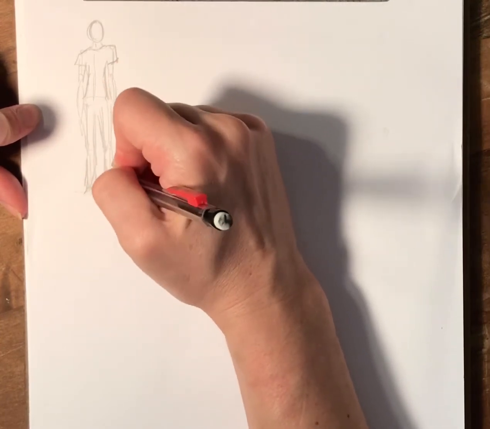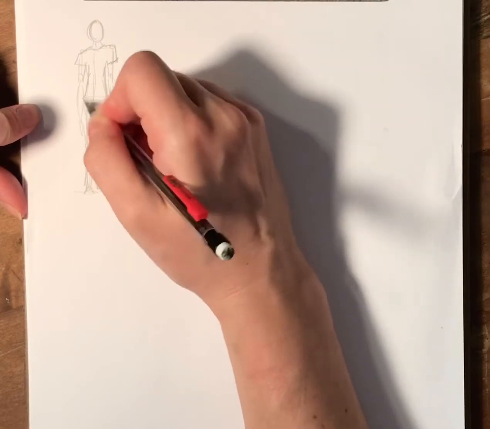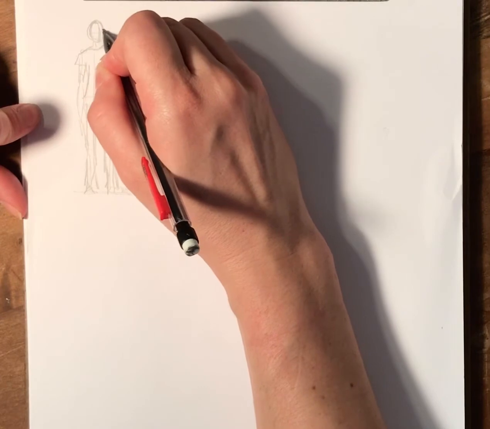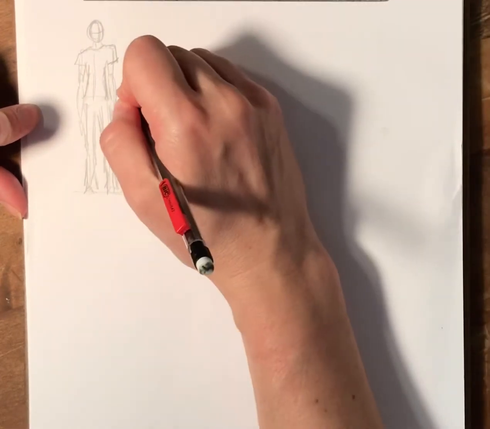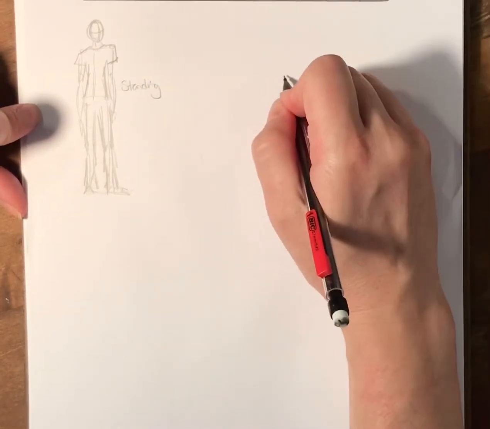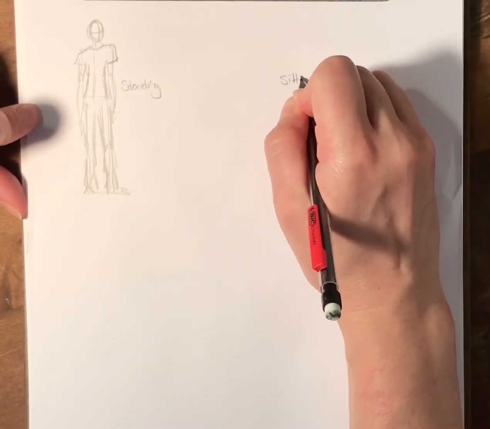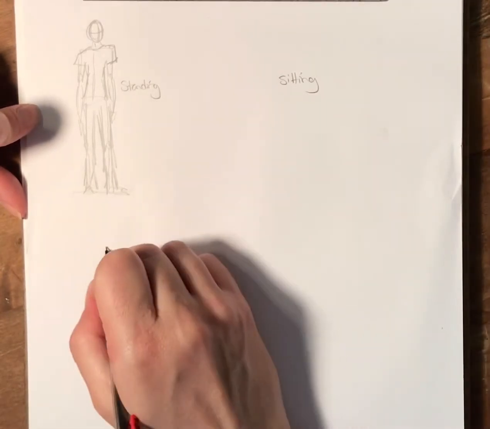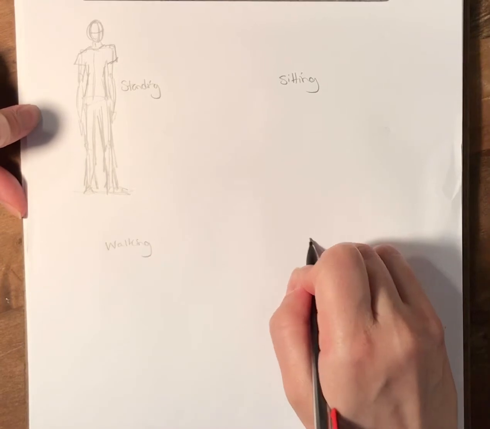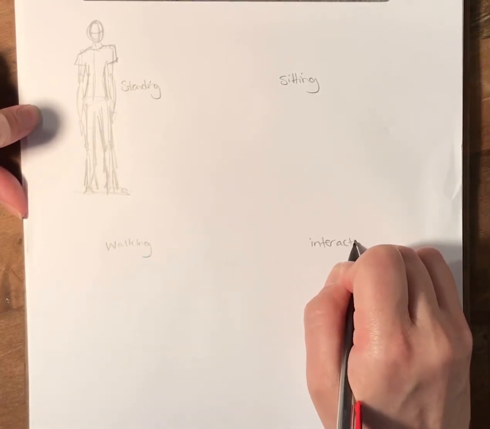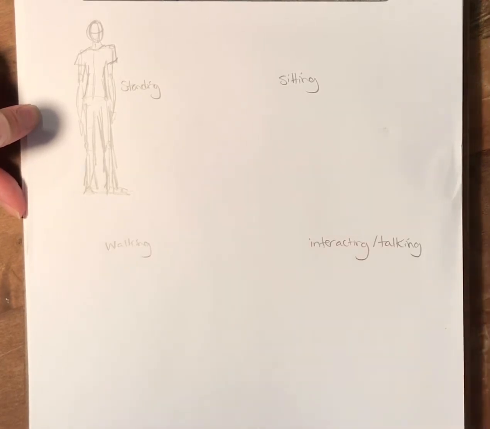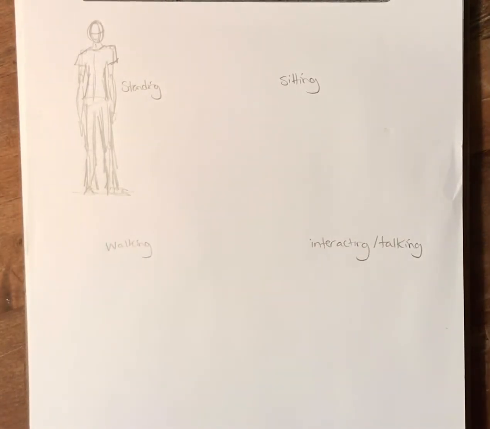But people can move in lots of ways, obviously. So we want to draw some people today in different positions. So we'll do standing. Next, we'll try sitting. We'll try walking. And 2 people interacting or talking may be good for your story.